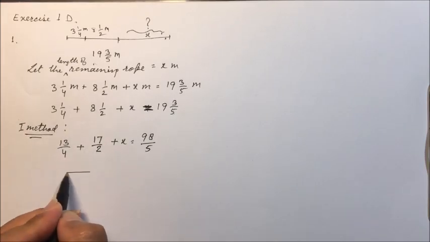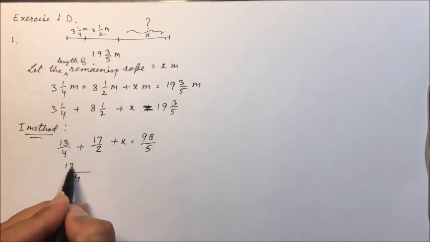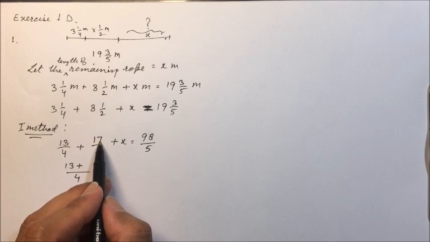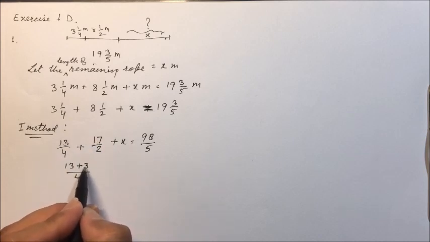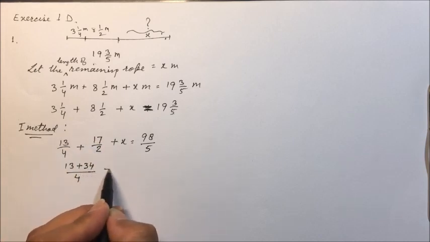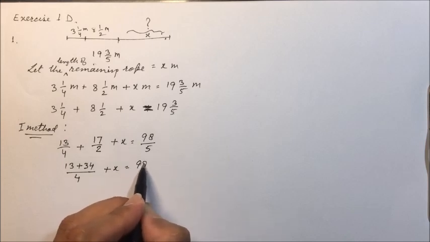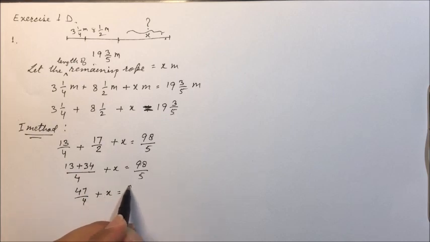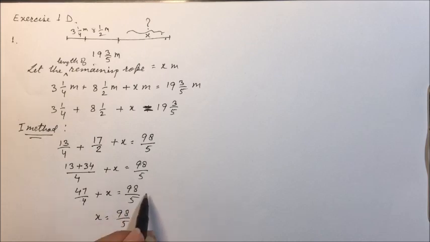Take the LCM. LCM will be 4. Here will be 13 plus 2 17s are 34, plus x equal to 98/5. Here it will be 47/4 plus x equal to 98/5. x equal to 98/5, take it on RHS, it will be minus 47/4.